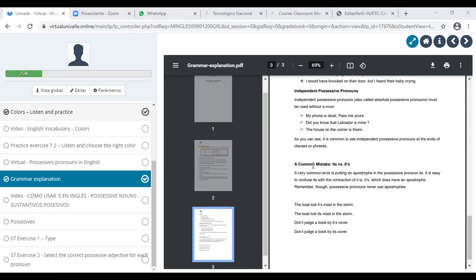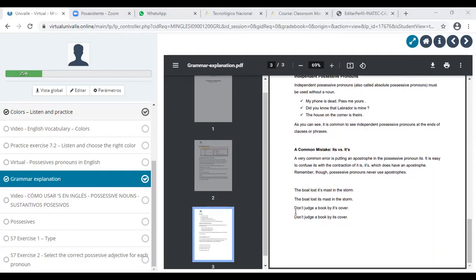For example, in here we have common mistakes using its versus it's. A very common error is putting an apostrophe in the possessive pronoun its. It is easy to confuse it with the contraction of it is, it's, which does have an apostrophe. Remember though, possessive pronouns never use apostrophes.